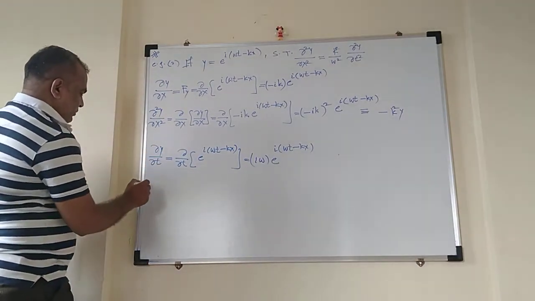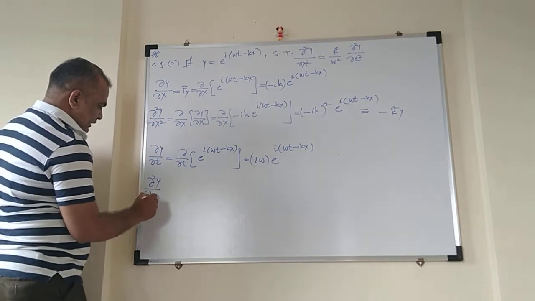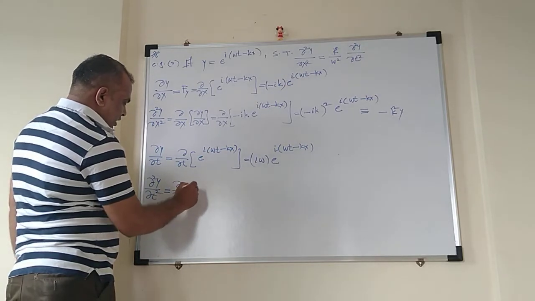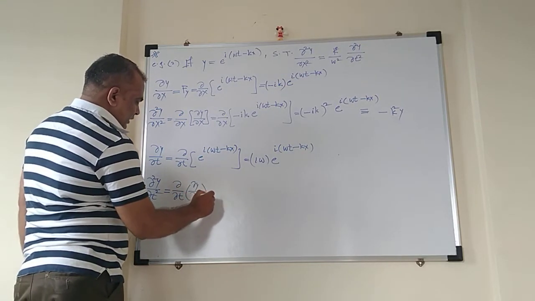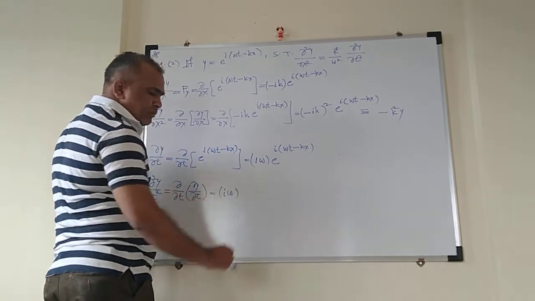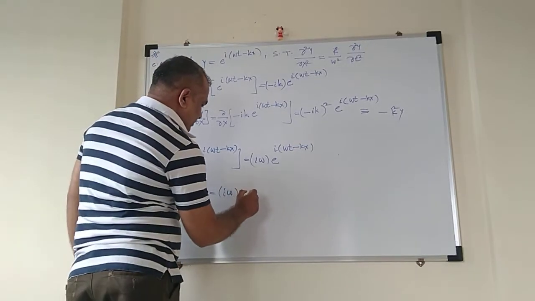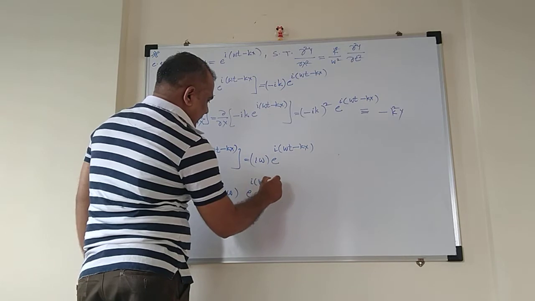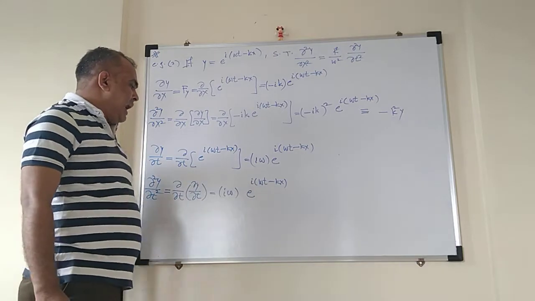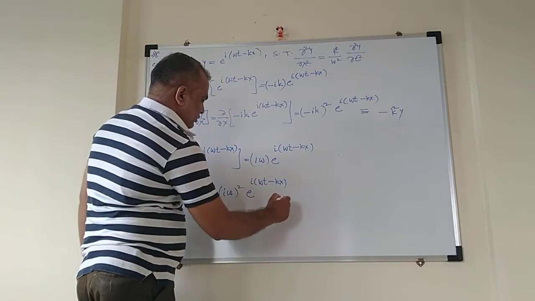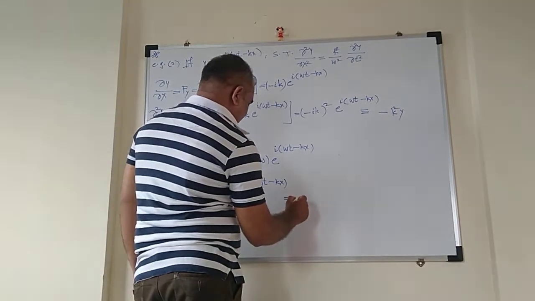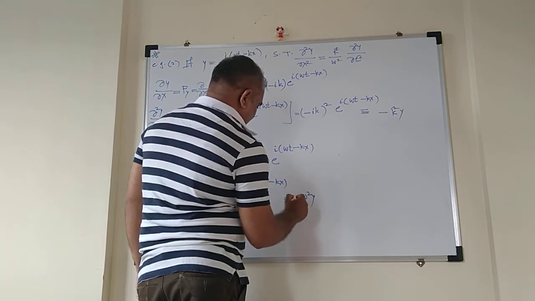Now double differentiate it. If you differentiate again with respect to t, you will get del 2y by del t square, which is del by del t of del y by del t. Here i omega is a constant, so let me write it outside, into the differentiation of e raised to i(omega t minus kx), which is e raised to i(omega t minus kx) into i omega again. Let me write the square of this. The square of i is minus 1, so this will be equal to minus omega square y.